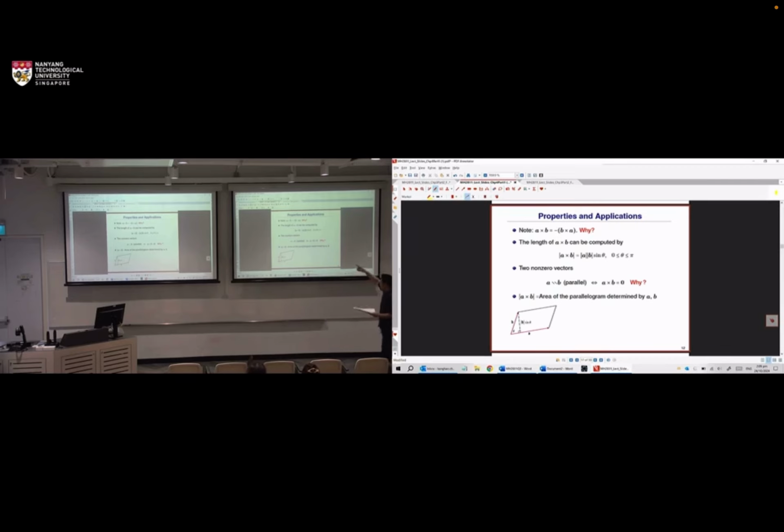A cross B is equal to negative B cross A. This one you can easily find out. The length of A cross B, that formula, if you are interested, you can go and Google. I leave it to you. If A is parallel to B, your A cross B will be 0. This one I leave it to you, not difficult to see why.